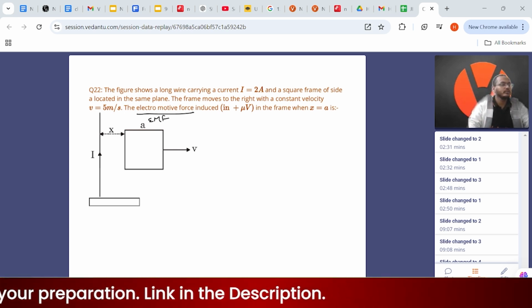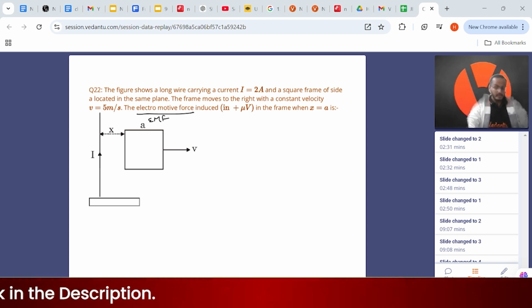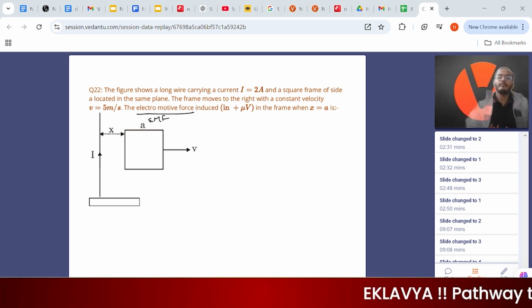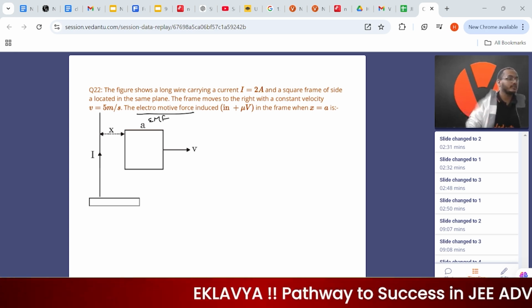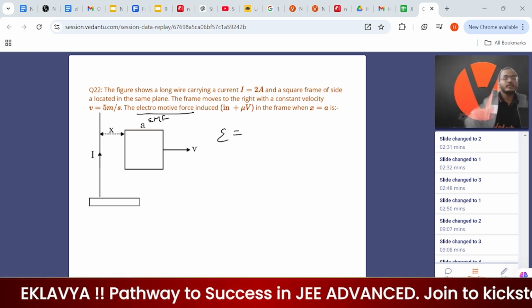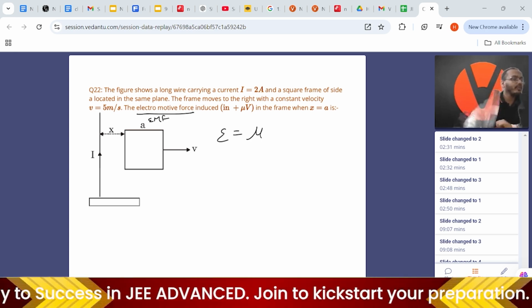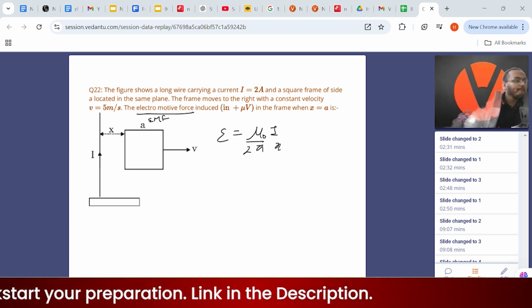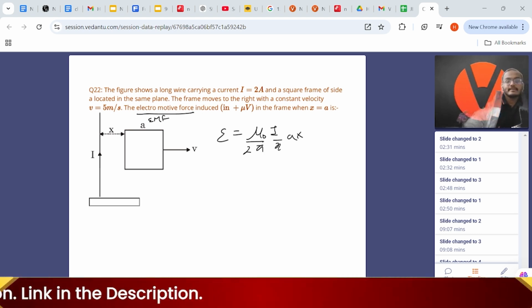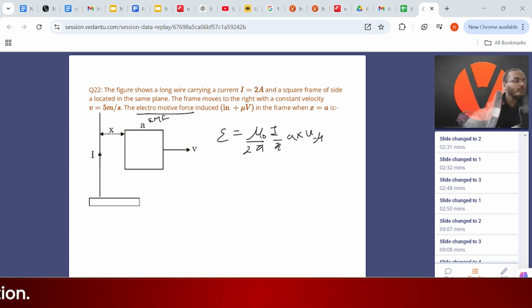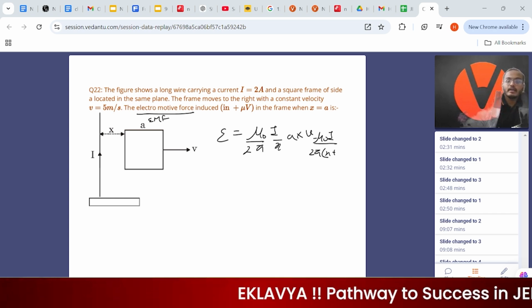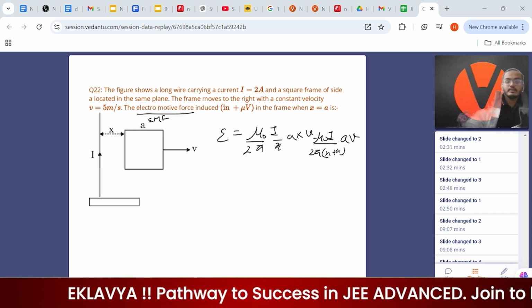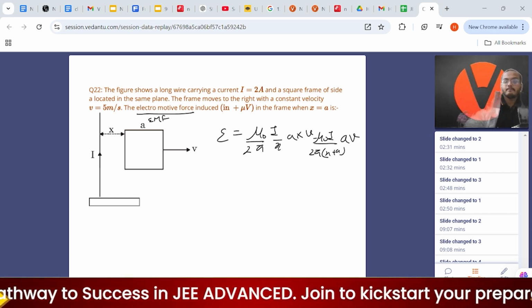So what you just need to calculate is the EMF by using the change in flux. Now you know that it is d phi by dt. So according to that, my EMF will be equal to mu naught upon 2 pi x into a into velocity minus mu naught I by 2 pi into x plus a into a v.